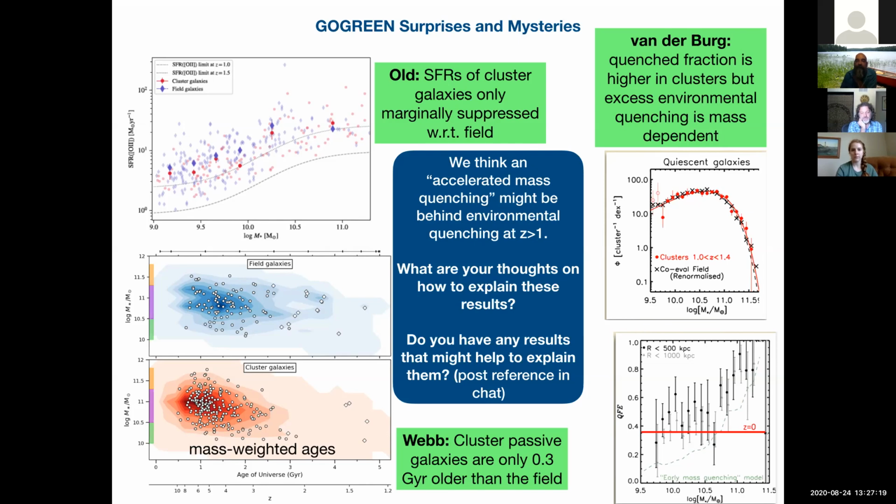I have a question related to the cluster selection within GoGreen. Are there concerns that having a combination of red sequence selected clusters and SZ selected clusters could have something to do with some of these trends that we are seeing in these stellar populations of galaxies, for example?